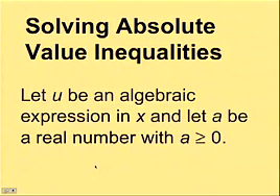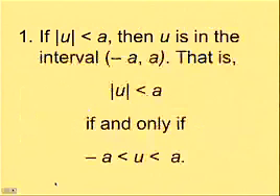Solving absolute value inequalities. Let U be an algebraic expression in x, and let A be a real number where A is greater than or equal to 0. If the absolute value of U is less than A, then U is in the interval negative A, comma A. That is to say, the absolute value of U being less than A is true if and only if the value of U is on the interval negative A to A.